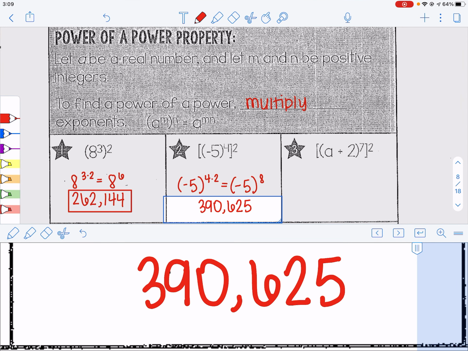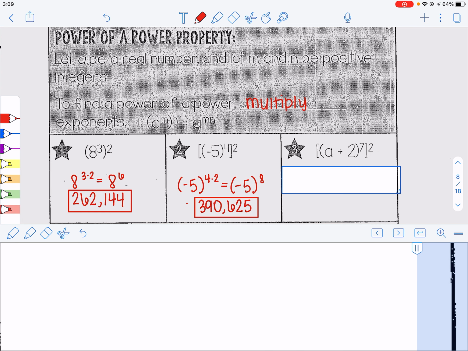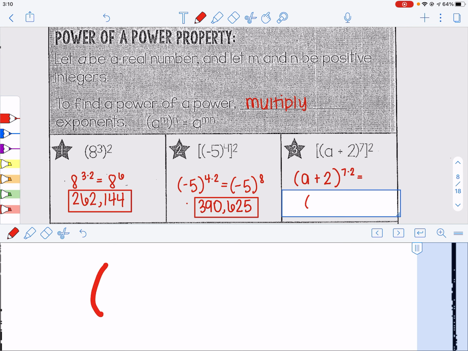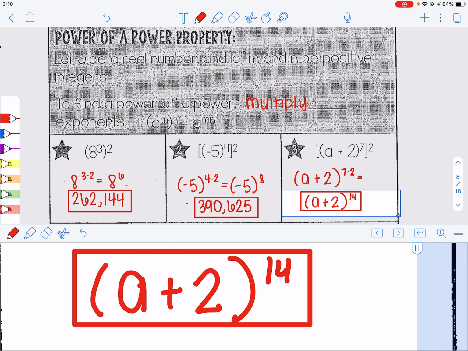Okay, and then last one we have for practice here. Go and try this one, and it's very similar. The only difference is this a plus 2, we're just going to leave it as a plus 2. We haven't learned what to do when you have this happening inside of your parentheses. So we're just going to leave that, but we can fix the 7 and the 2, the squared out there. So our final answer here is going to be the a plus 2, and then 7 times 2 is 14. So a plus 2 in parentheses, and then to the 14.